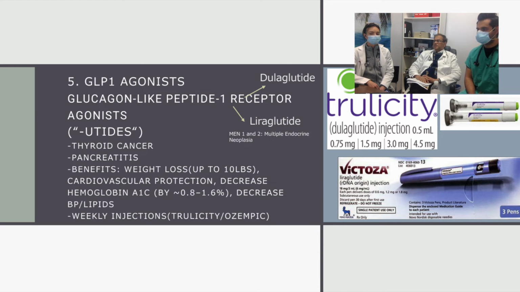Dulaglutide is given once a week, whereas Victoza, liraglutide, is given daily. The most beautiful benefit is weight loss. People lose up to 10 pounds with these weekly injections of these glutides. And also the other benefits are cardiovascular protection and a decrease in hemoglobin A1C.